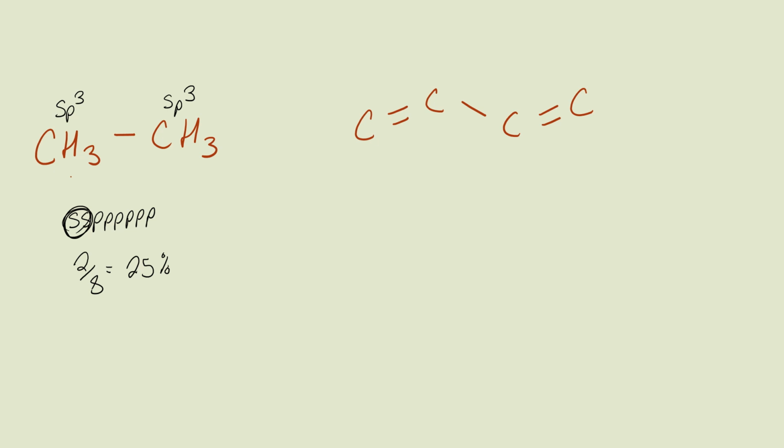Now let's look at the molecule on the right. The carbons on the sides of this single bond are both sp2. Out of 6 total orbitals, 2 are S's. This gives us an S character of about 33%. Remember that a higher S character means a shorter bond.